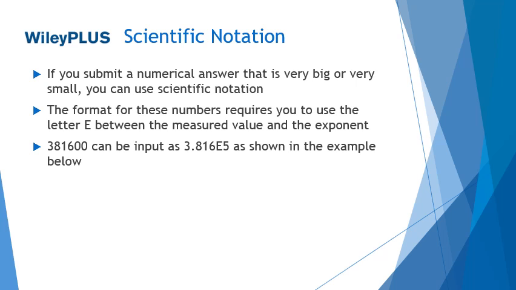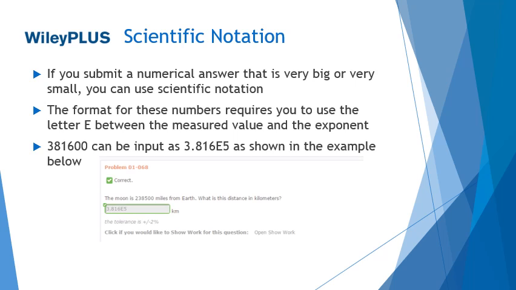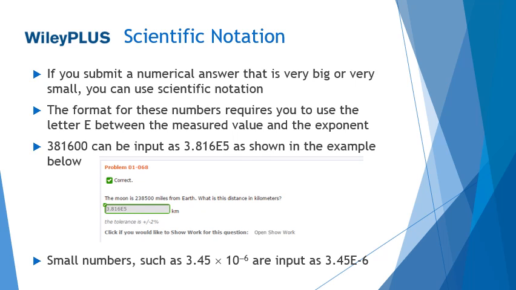If we have a big number like 381600, we can put 3.816 E5. That E5 is like times 10 to the fifth. And many calculators use this notation as well. Small numbers will have a negative sign after the E. 3.45 times 10 to the negative sixth is 3.45 E minus 6.